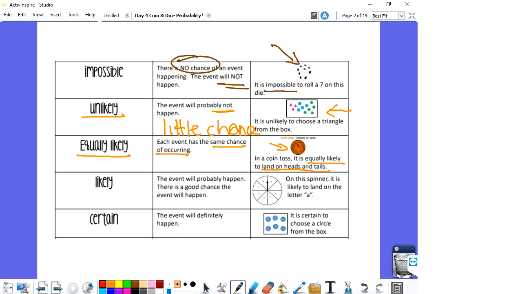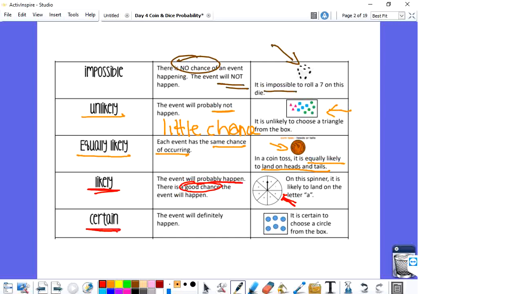Another vocabulary word we've been using is likely, and that means that the event will probably happen or there's a good chance of it happening. And in the spinner, it is likely to land on the letter A here because there's more A's than any other letter on the spinner.